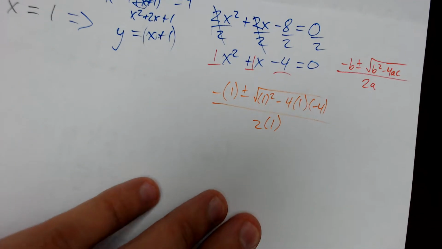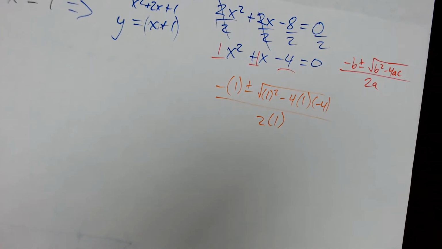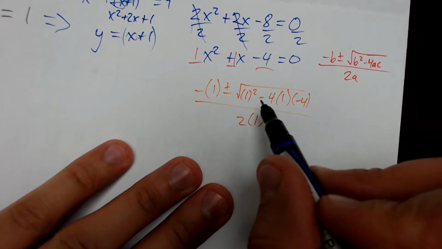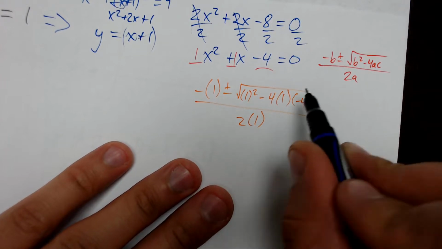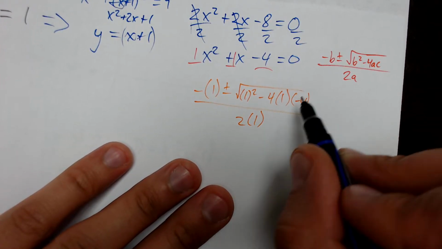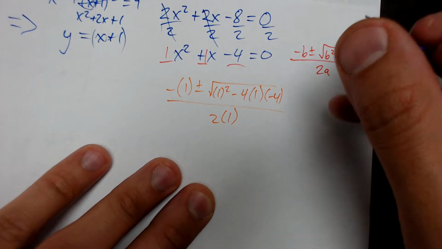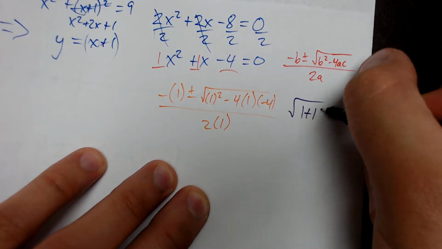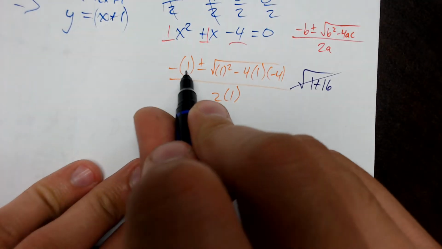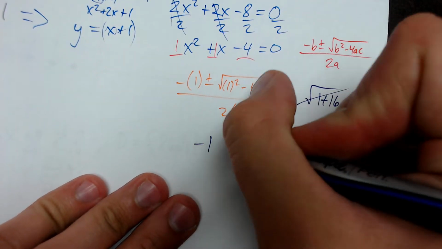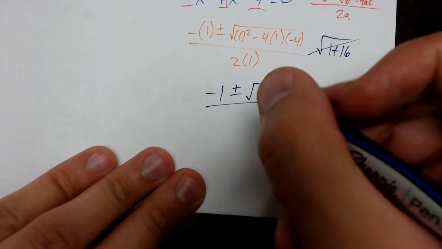All right, so let's simplify this, and then that'll give me my roots. We'll start with this radical. 1 squared is going to be 1. -4 times 1 is -4. -4 times -4 is 16, positive 16. So in the radical, I'm going to have the square root of 1 plus 16, which is going to end up being 17, right? And then that's just going to become -1. So in the numerator, I have -1 plus or minus square root of 17, all over the denominator of 2.